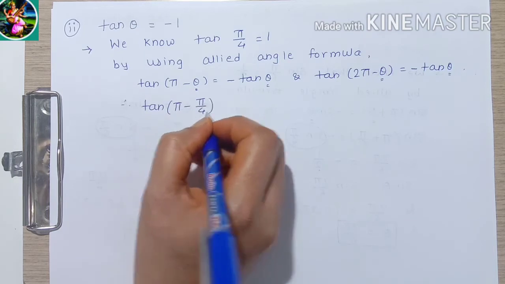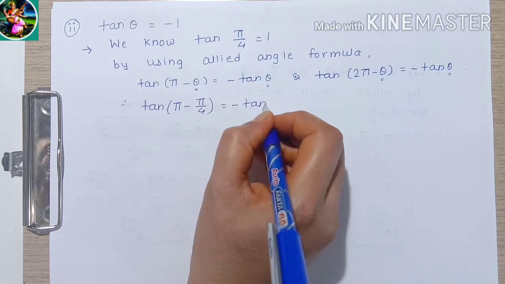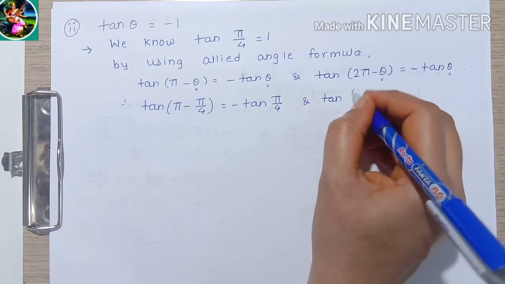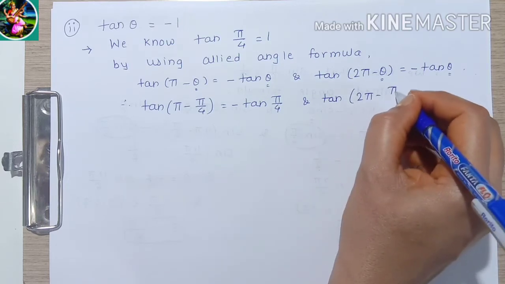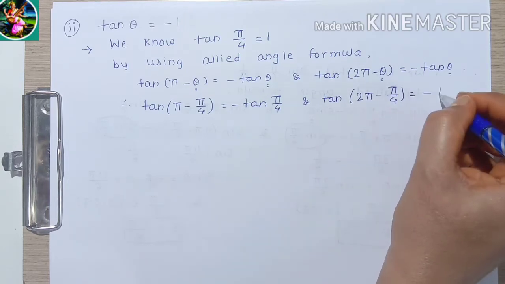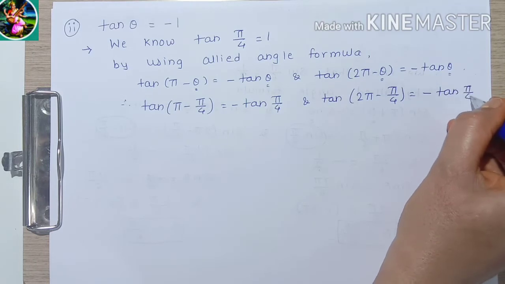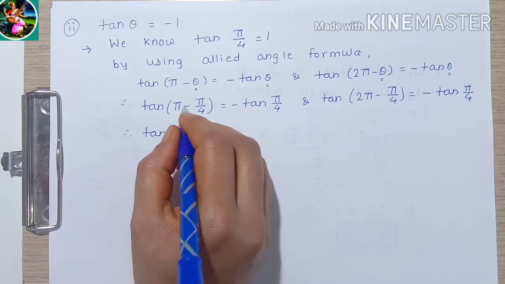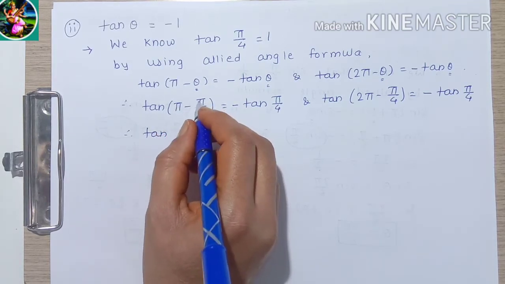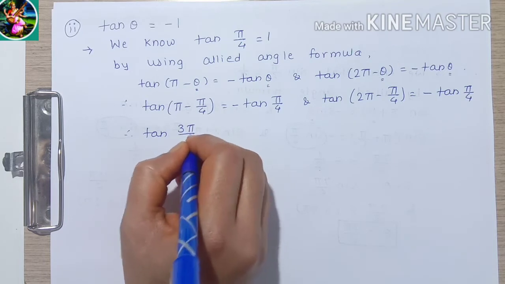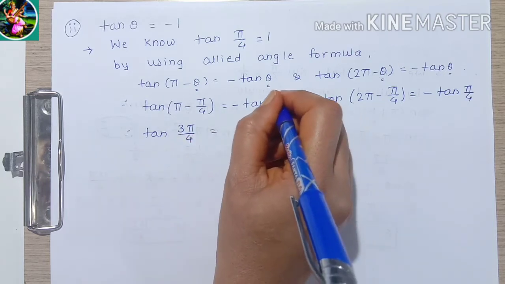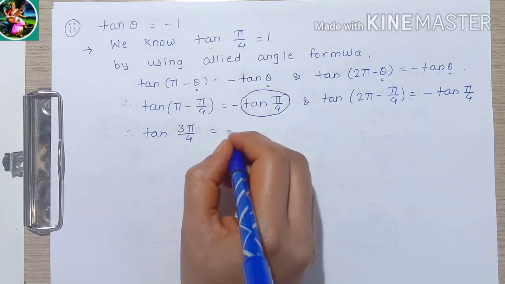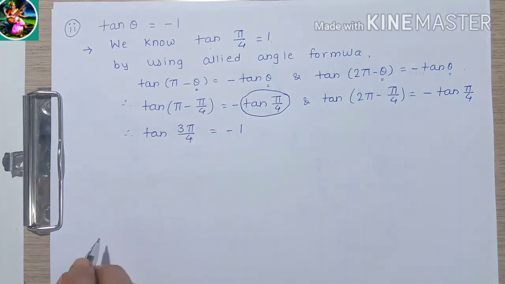tan of pi minus pi by 4 is equal to minus tan pi by 4. And here also we replace theta, that is tan of 2 pi minus pi by 4 is equal to minus of tan pi by 4. Therefore, tan of, taking cross multiplication, 4 pi minus pi, that is 3 pi by 4, is equal to minus tan pi by 4. Tan pi by 4 is 1, therefore on the right hand side we get minus 1.